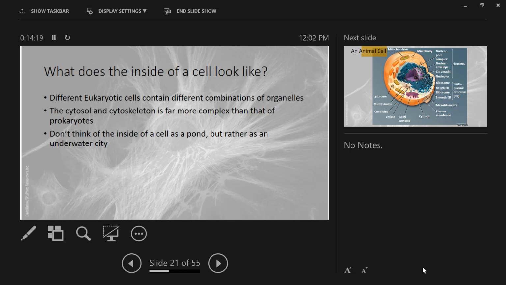It's like an underwater factory or an underwater city. Incredibly complex. Materials going in all different directions. Different parts carrying out different tasks. Incredibly complex environment.